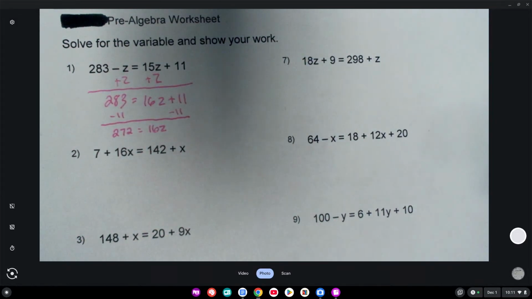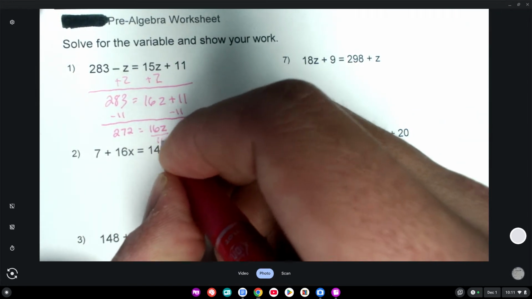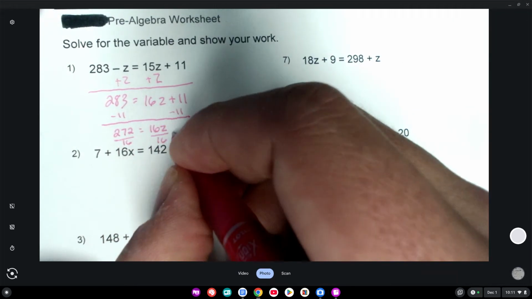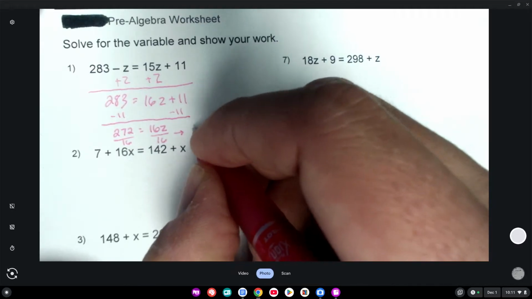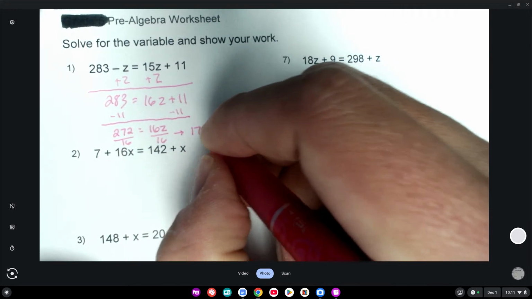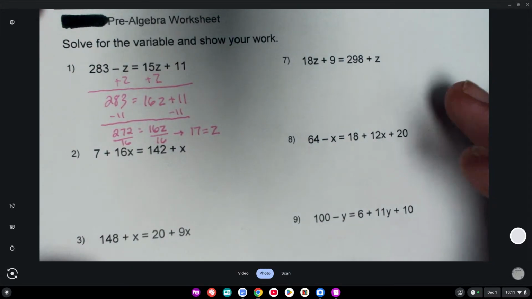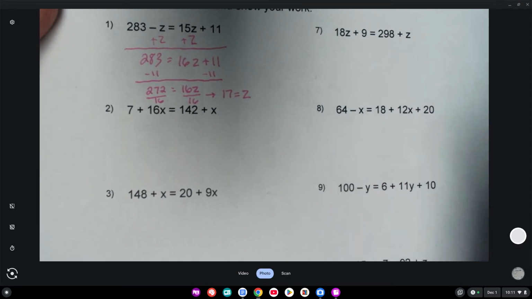So my last step is going to be to divide by the number in front of the variable. So I'm going to divide both sides here by 16, and I get 17. 272 divided by 16 is 17. So z equals 17. Alright, number 2.